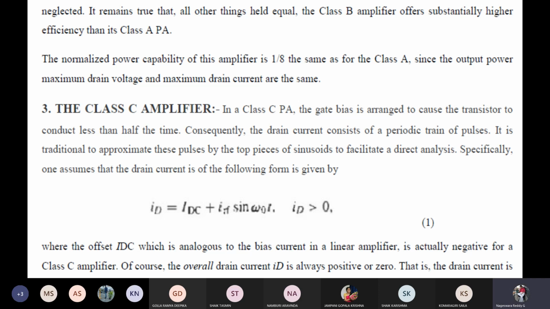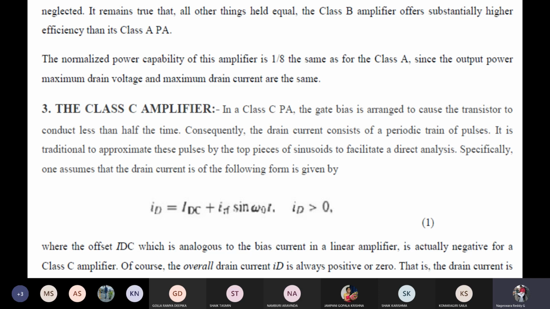Class B amplifier is finished. Next one is class C amplifier. You can observe what is meant by class C amplifier. In the case of the class C amplifier, the conduction angle is less than 180 degrees. So what is meant by conduction angle? The transistor conduction angle means the transistor is on. The transistor is on for less than 180 degrees.